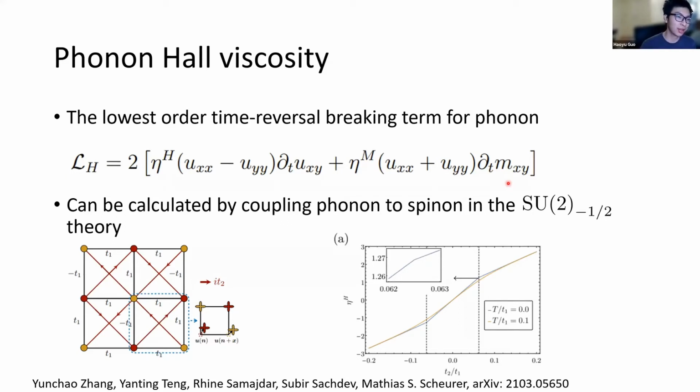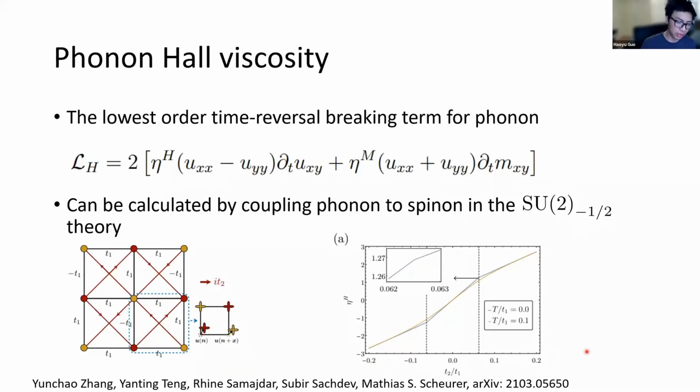I'm not going to talk in detail about how you can get this phonon Hall viscosity from some microscopic calculation, so I'll just point you to the following paper from our group. Basically, they took the spin liquid theory that I have mentioned before, and then they couple this spin theory to these phonons. Next, you integrate out all the electrons, and then you can get a non-zero phonon Hall viscosity.